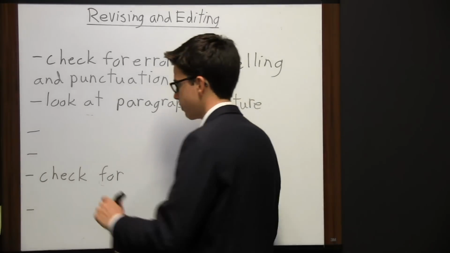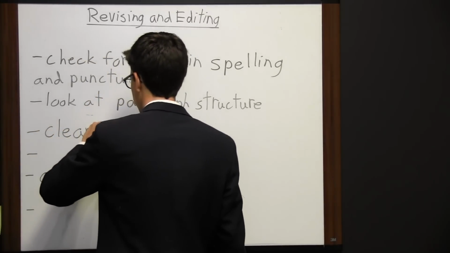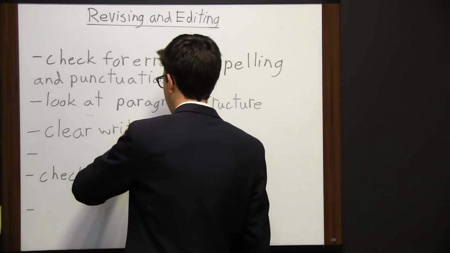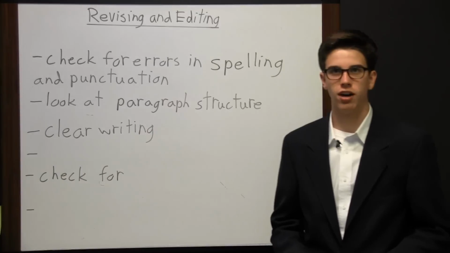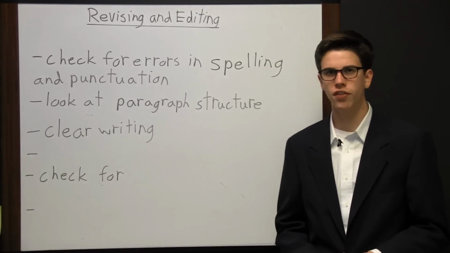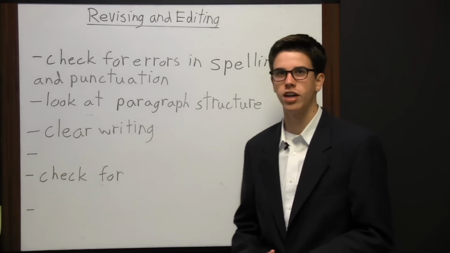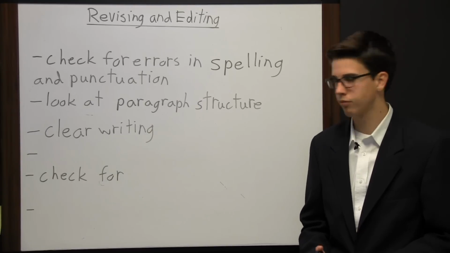A third thing you need to do is make sure the writing is clear. You want to look for clear writing. You don't want the reader to have to ask, what does this mean? You want the writing to speak for itself, making it very clear and easy to understand. So you might need to check to see if something has to be added or taken out.